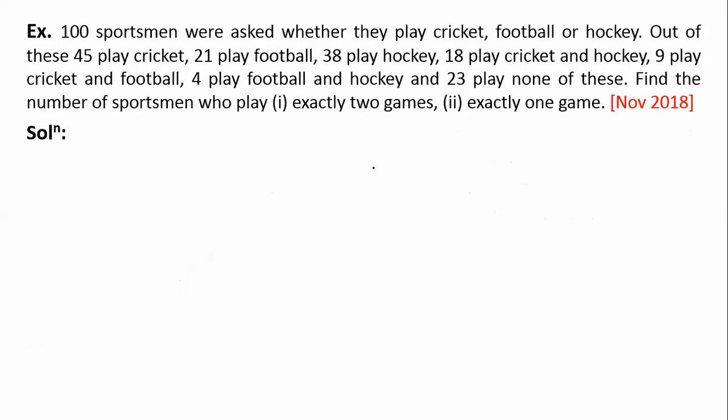So the problem is: 100 sportsmen were asked whether they play cricket, football or hockey. Out of these 100, 45 play cricket, 21 play football, 38 play hockey, 18 play cricket and hockey, 9 play cricket and football, 4 play football and hockey, and 23 play none of these. Find the number of sportsmen who play exactly 2 games and exactly 1 game. This is from the November 2018 question paper.